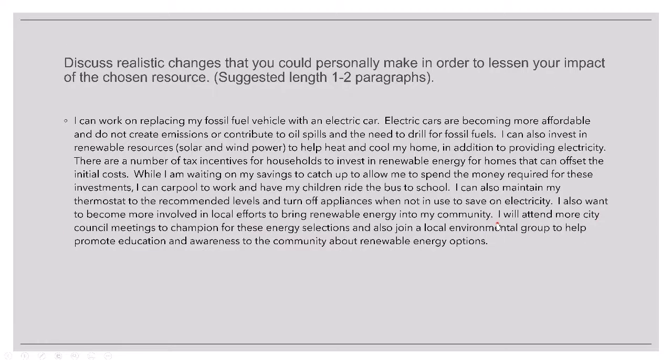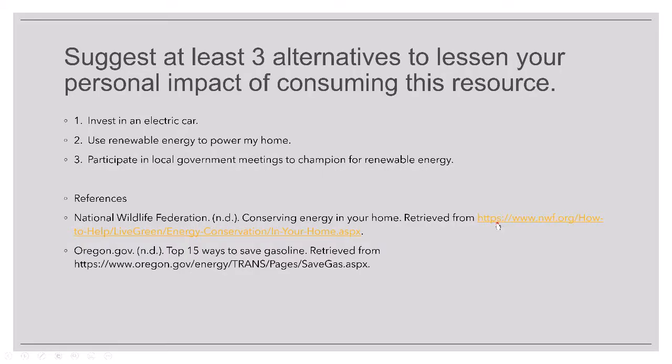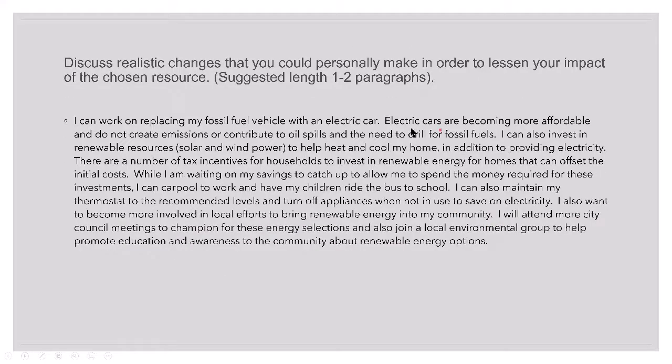All right, and then the last part is discuss realistic changes that you could personally make in order to lessen your impact. So you're basically just expanding on the 3 alternatives that you listed. So I talk about, I can work on replacing my fossil fuel vehicle with an electric car, and I talk about how I can do that and why that's important. I can also invest in renewable resources to help heat and cool my home, to provide electricity as well, and that there's tax incentives for it.